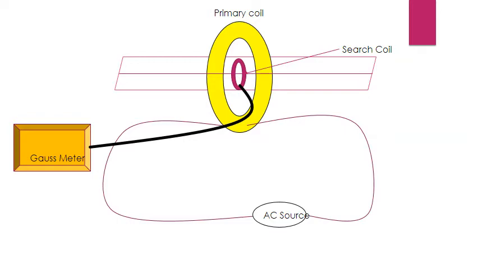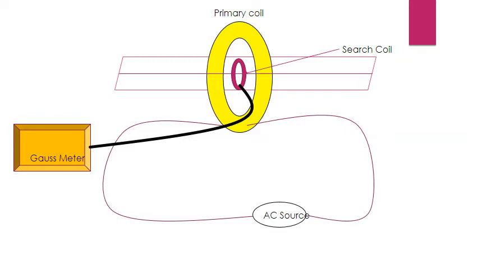As per Faraday's law of electromagnetic induction, whenever the primary coil generates the magnetic field, the magnetic flux linked with the secondary coil that exists at the center also generates EMF. The induced EMF in the secondary coil, as per Faraday's law, is going to be calibrated with the help of the Gauss meter. The Gauss meter first measures the EMF. That EMF is then converted in terms of magnetic field.